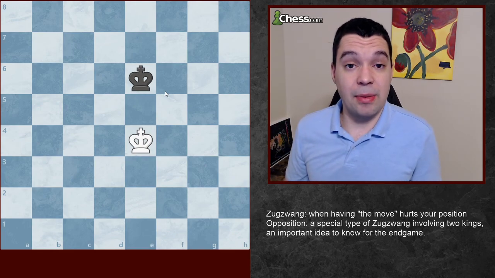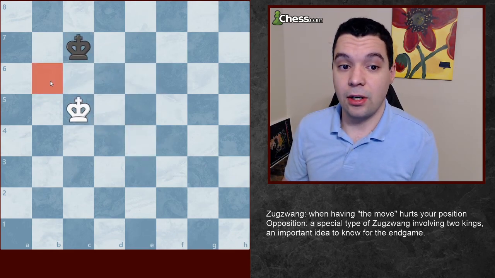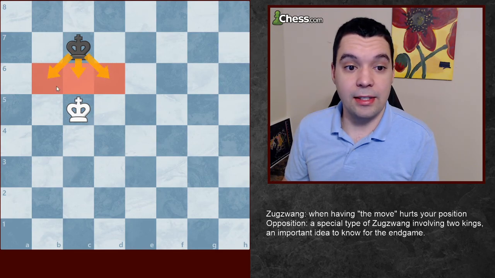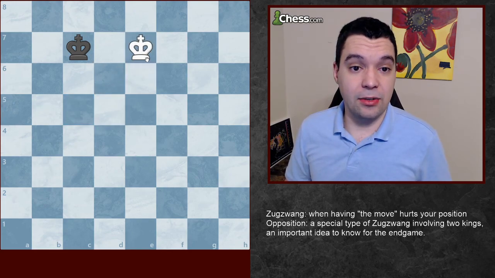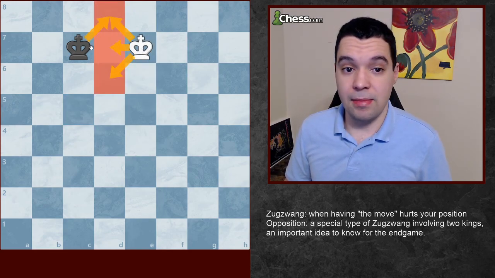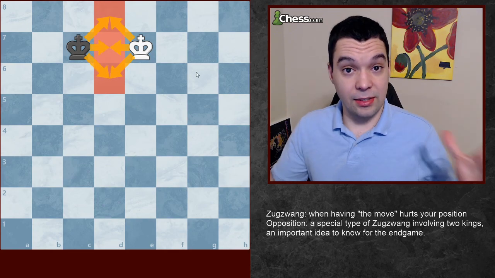The opposition can happen anywhere on the board, provided that the kings are opposite each other like this. They're attacking these 3 squares and making sure that they can't get through. The opposition can even be rotated 90 degrees, just like this, trying to make sure that the other one can't get through. This is also the opposition.